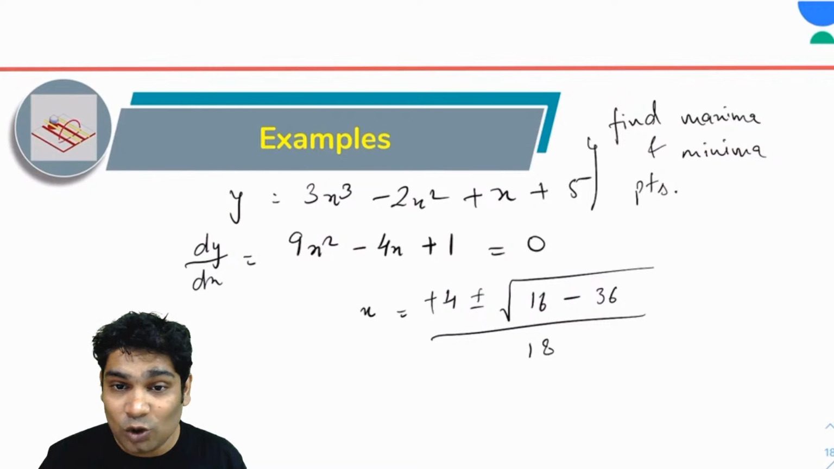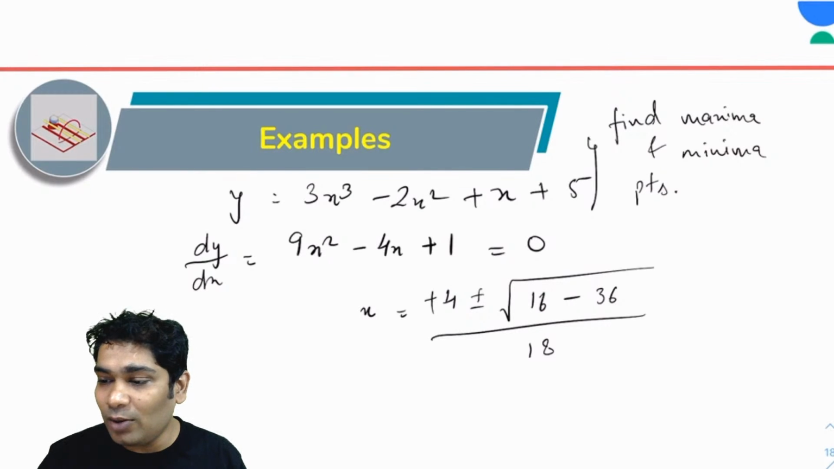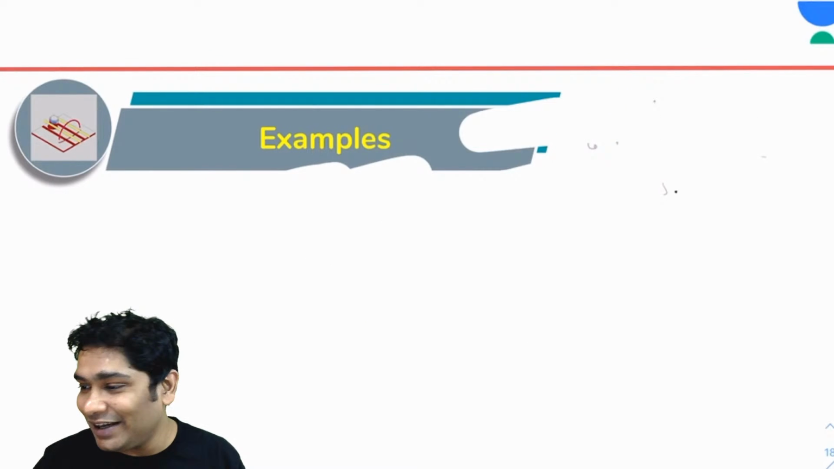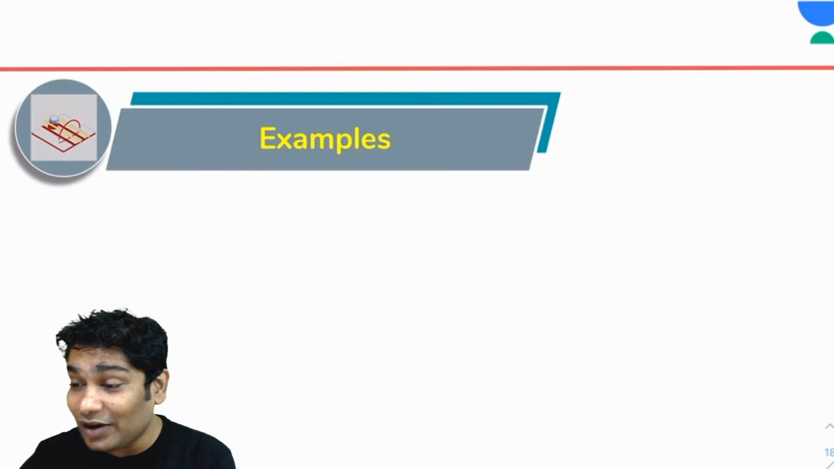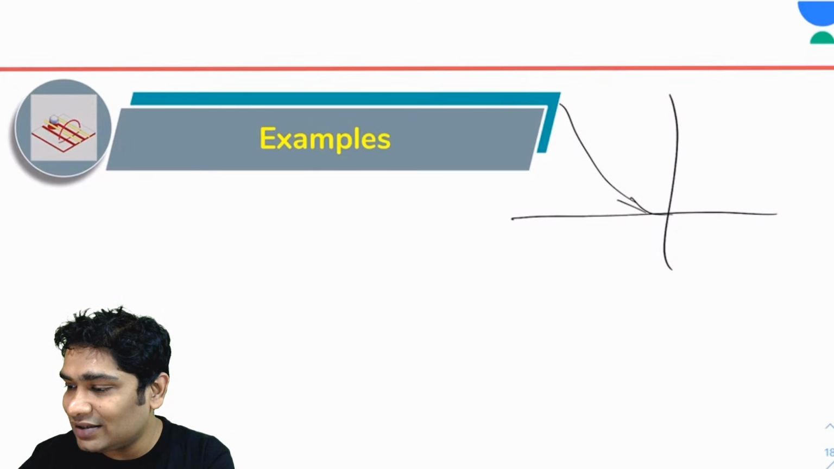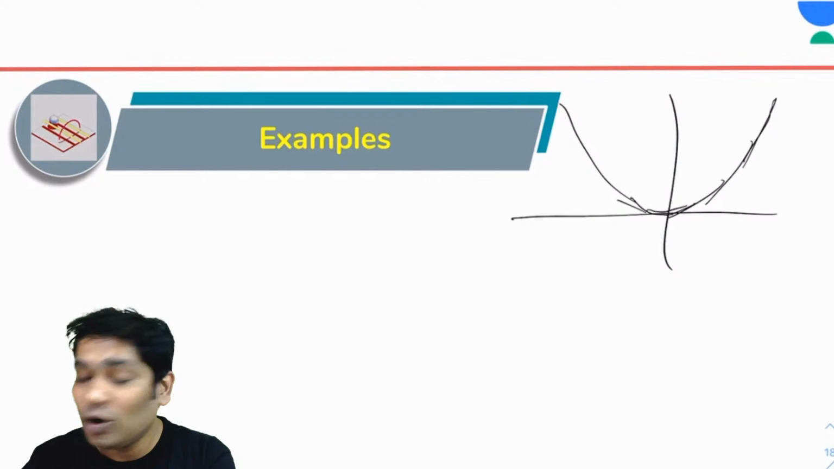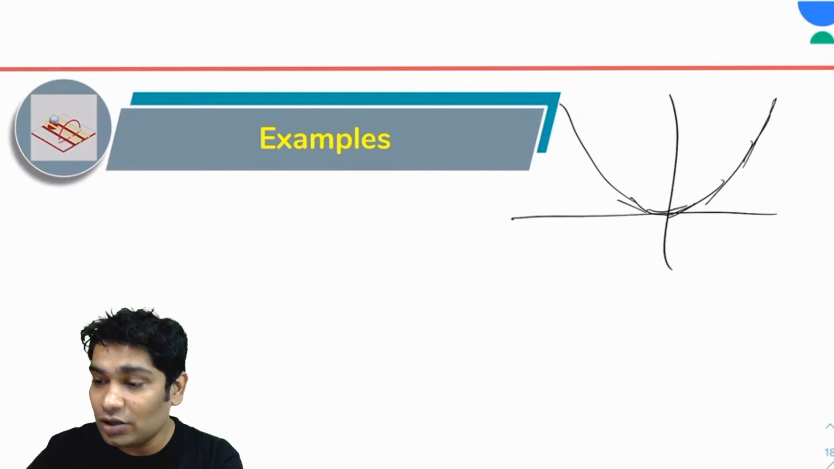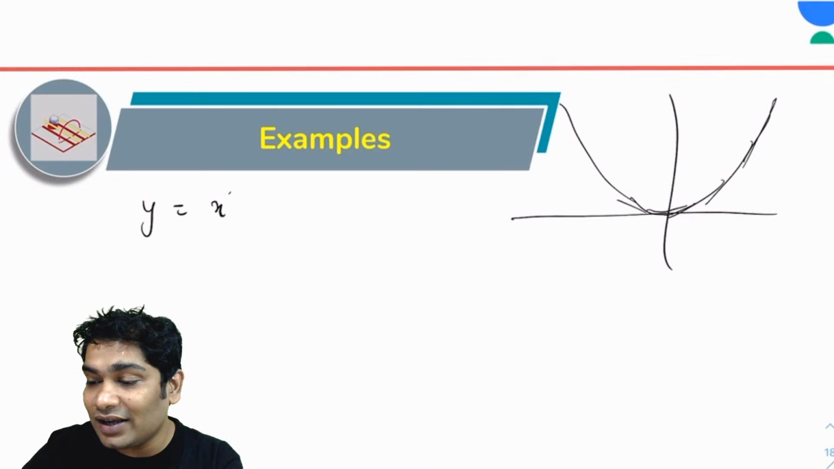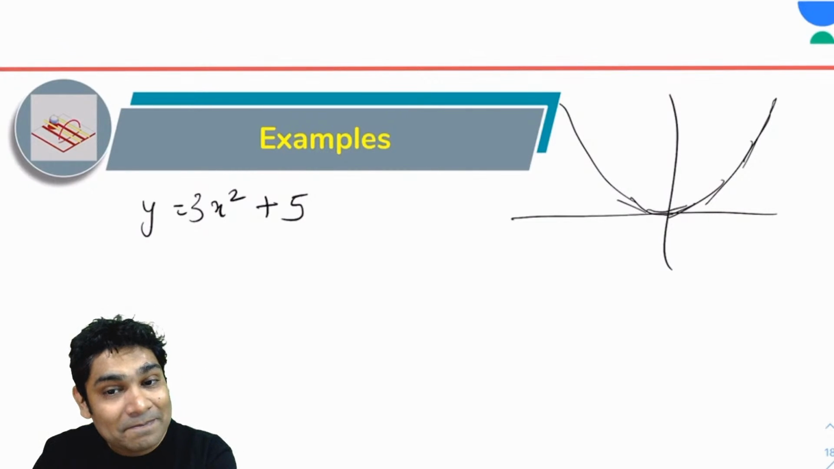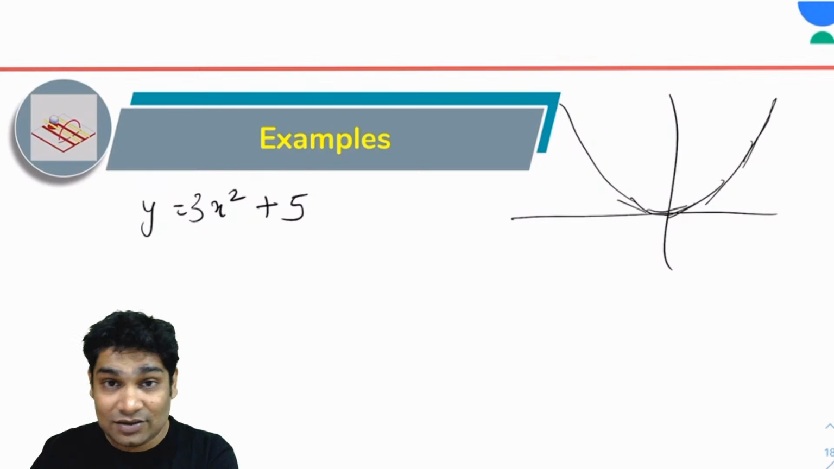Alright, so no worries. We can talk about another graph. Let's talk about a simpler graph. Let me not randomly take up graphs. How about a parabola? You already know the equation of a parabola, and you already know what the minima is going to be. So let's talk about an equation like 3x square plus 5.